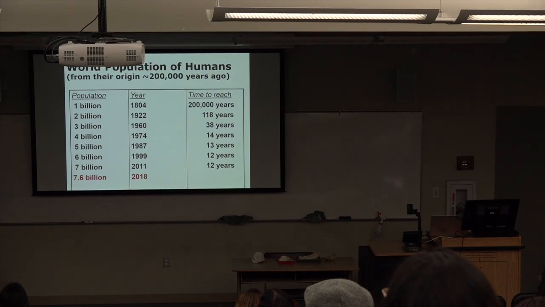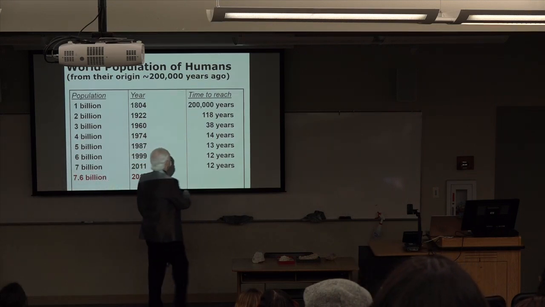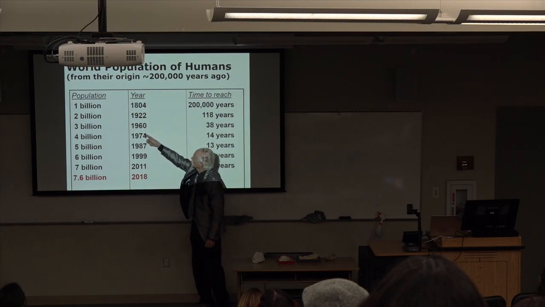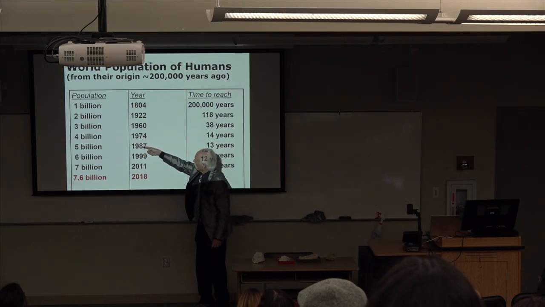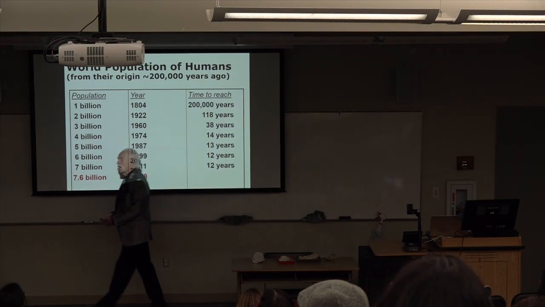When you start looking at the time it takes to add a billion people: in 1960, in 14 years, we went from 3 billion to 4 billion. In 13 years, we went from 4 billion to 5 billion. In 12 years, we went to 6 billion. 12 more years, we're at 7 billion.